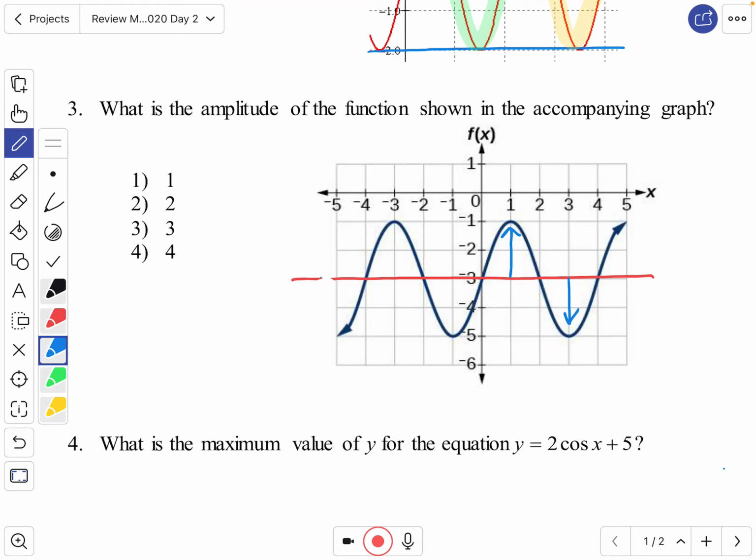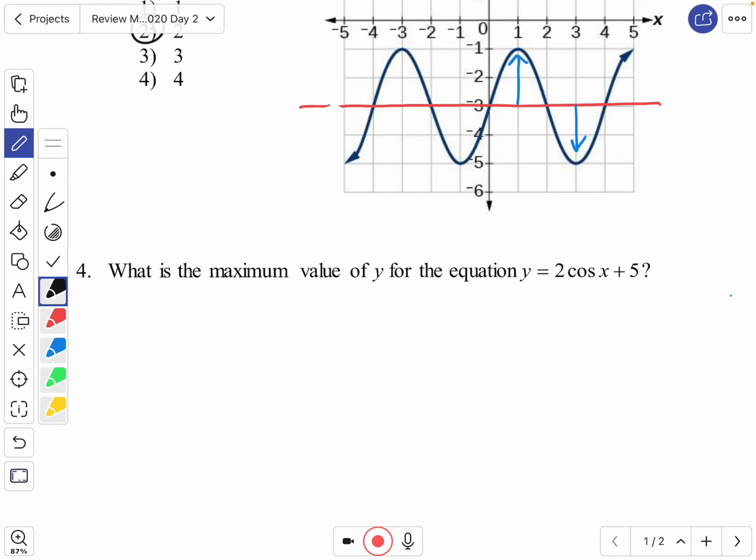So how many spaces is that? What is the amplitude for this question? I'm going 2 spaces up, 2 spaces down. Therefore, my amplitude is 2.